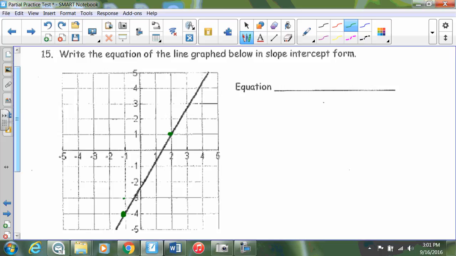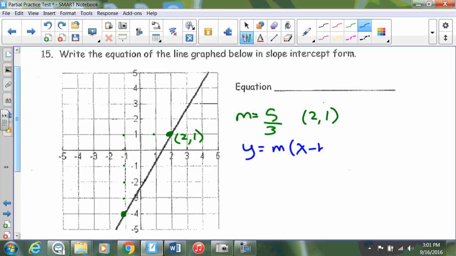My slope is 1, 2, 3, 4, 5. So I rise up 5. I run over 1, 2, 3. So 5 over 3. And let's pick a point. This point looks fine. That point's name is 2, 1. So there we go again. We're going to plug in 5/3 for the slope. We're going to plug in 2 for h and 1 for k.